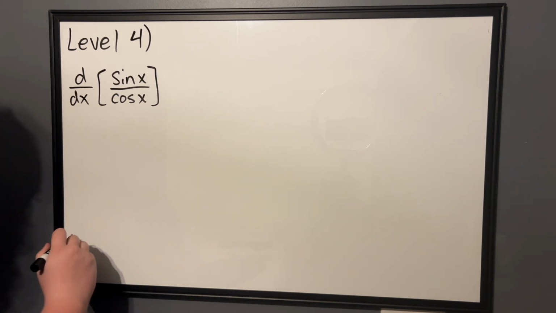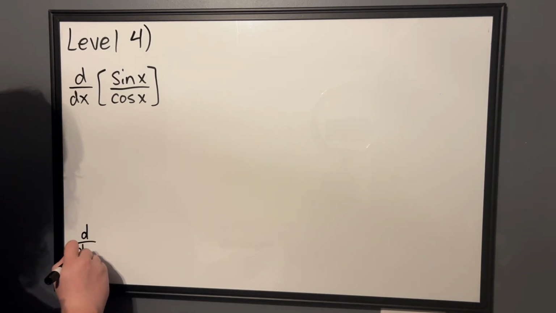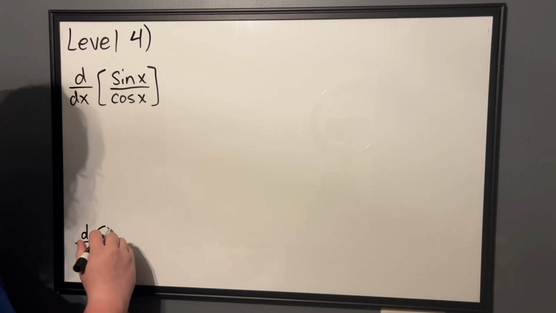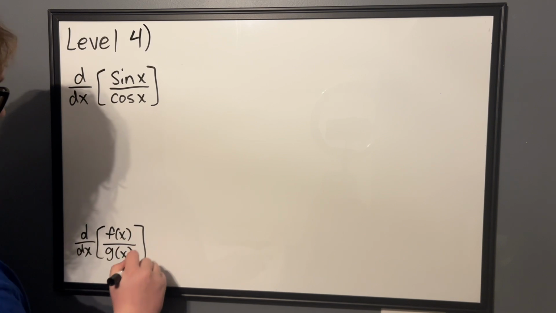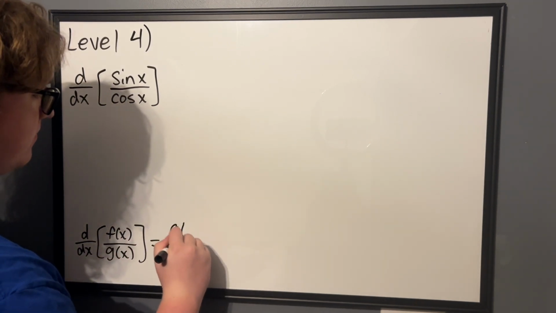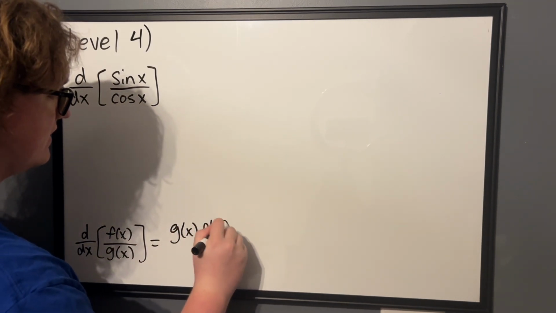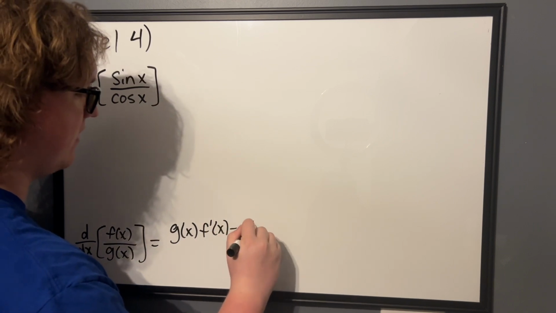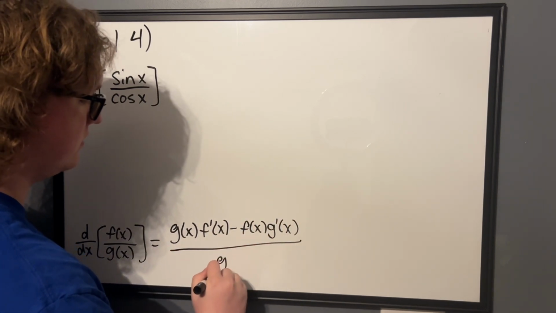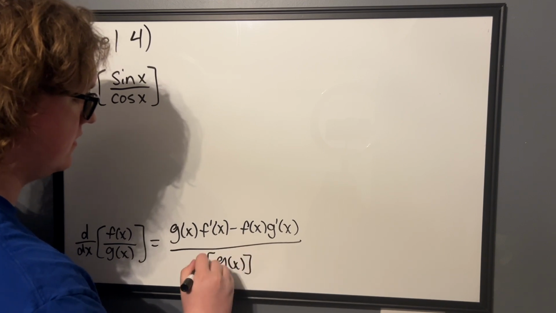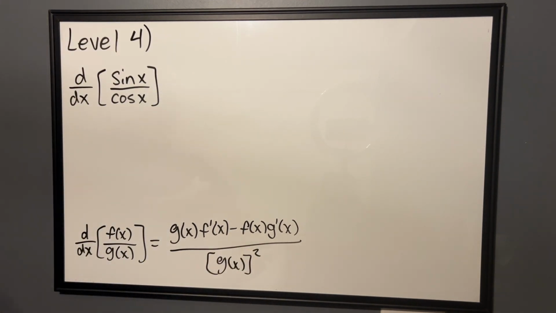So let me go ahead and write that one down for you. That one says the derivative with respect to x of f of x over g of x is equal to g of x f prime of x minus f of x g prime of x all over g of x squared. So it's kind of a long rule here, but you get to know this one and you remember it pretty quickly. But that is the statement of the quotient rule right there.